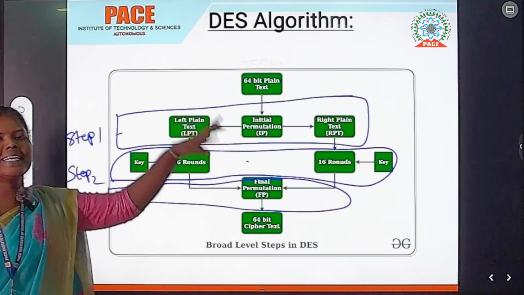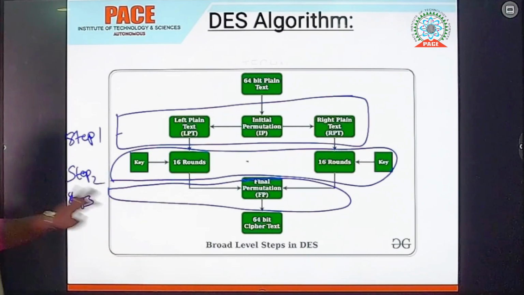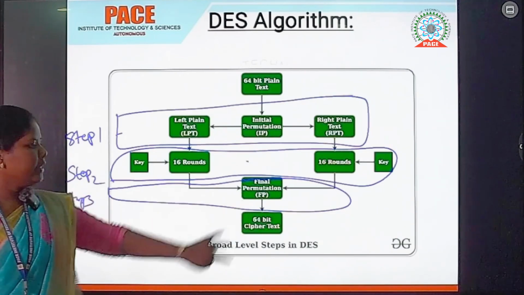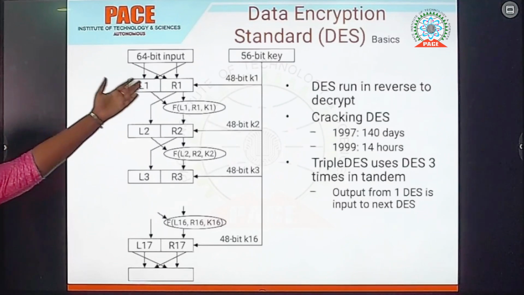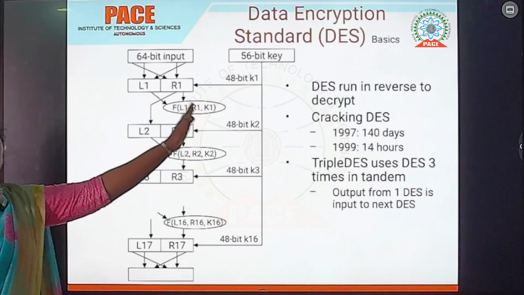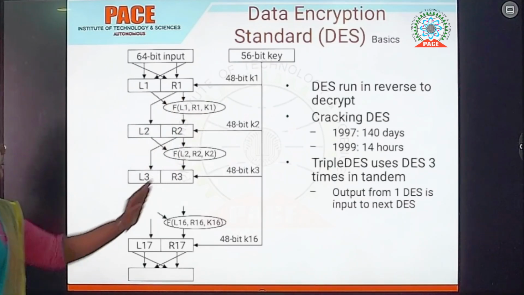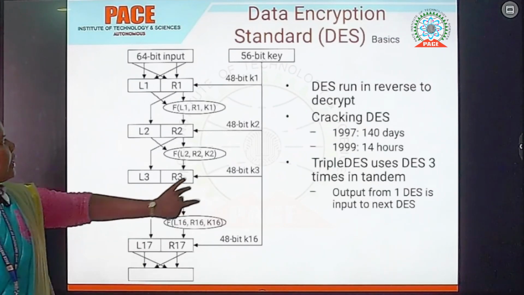And again, these are the broad level steps in DES algorithm. This is some elaboration of that particular Data Encryption Standard. In this, we will give the 64-bit input and 56-bit key. And again, we are having left and right 2 parts in each round. And again, there are 5 steps in every round.